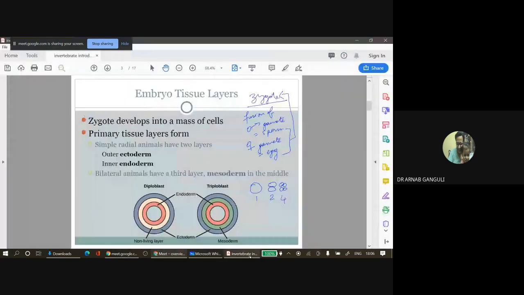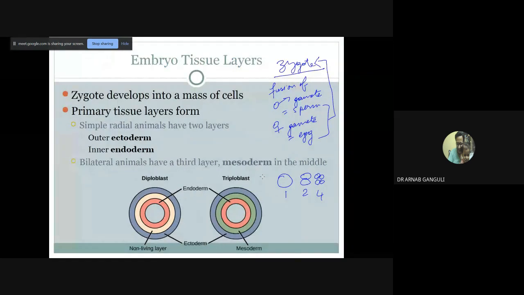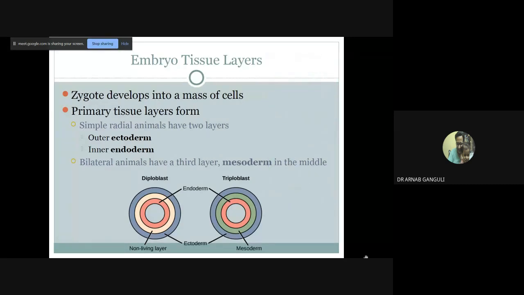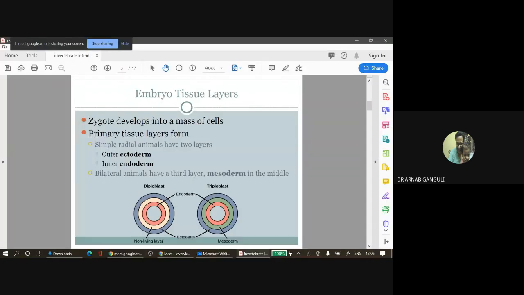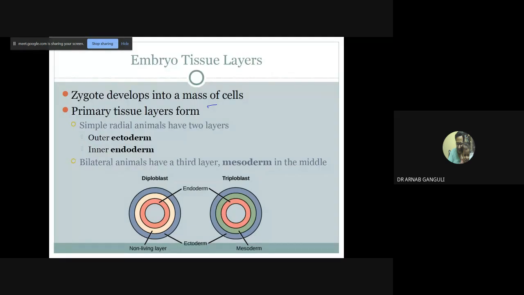Okay, nobody has come. I felt as if somebody had come. It develops from one cell to two cell to four cell. Then on the other side, you have primary tissue layers forming. One is the outer ectoderm, the other the inner endoderm.